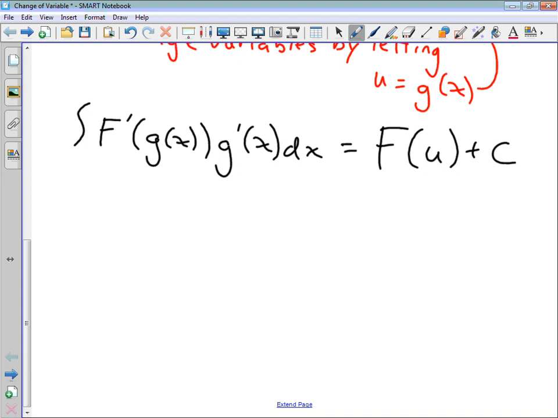Now, if we look at what we have on the right side here, that F evaluated at u plus c is equal to the integral of the derivative of f at u, if instead of integrating over x, we're integrating over u. Okay? So basically, instead of just having capital F at u, we have the integral of the derivative of f at u.